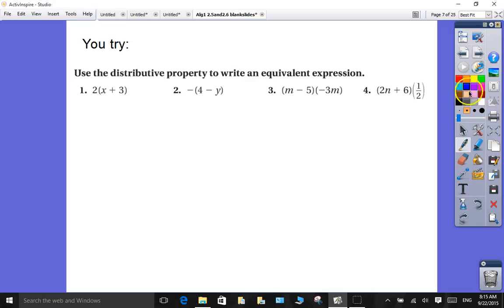So let's see, now we're going to do the 2 that have negatives in them. Try this one and this one. Yeah, just think the negative is going to flip the sign of both terms. Negative 4 plus y. And then the second one?